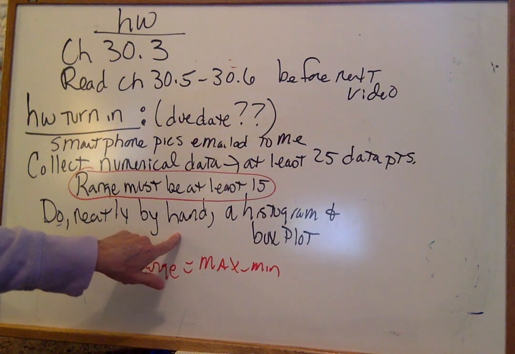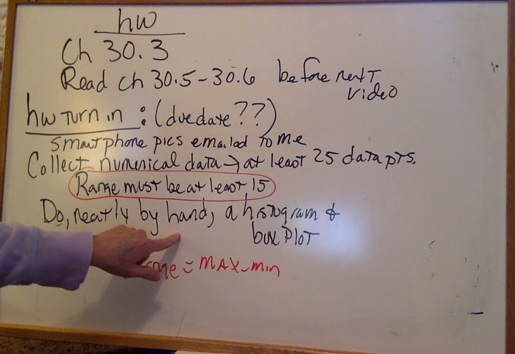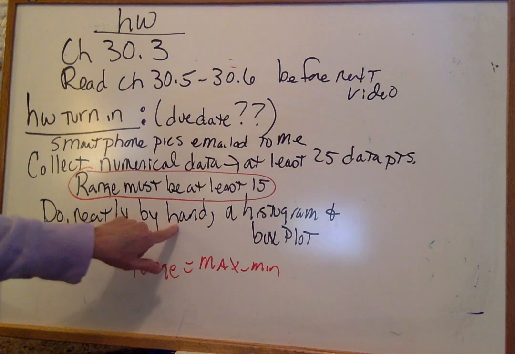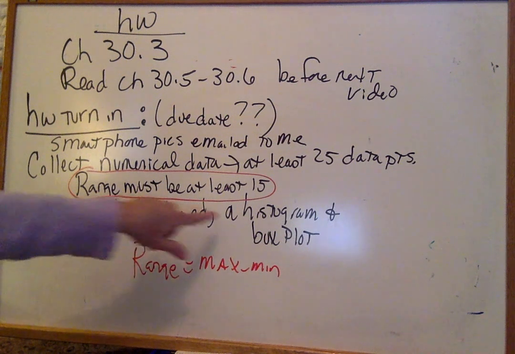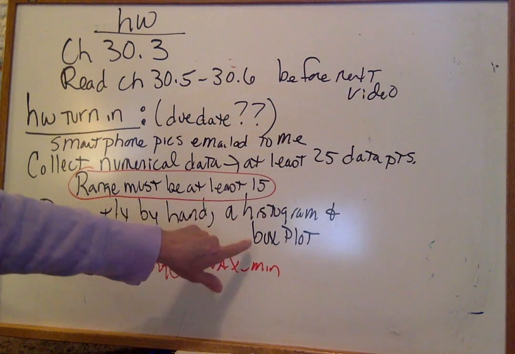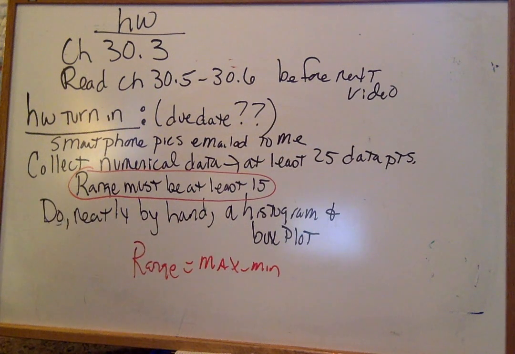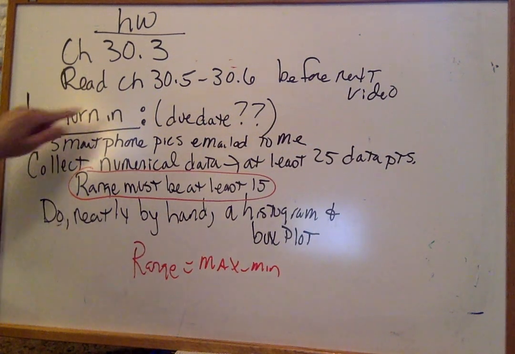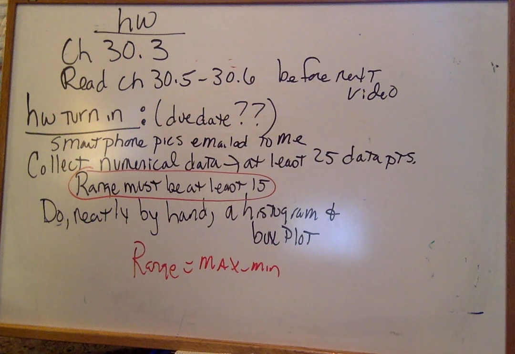This is not an Excel assignment. Excel is very tricky to do correct numerical graphs on, so you're doing these by hand neatly. For this homework, you're just going to do a histogram on that data set and the box plot on the data set. Then you'll take smartphone pictures and you will email them to me. Much better to email me directly than to try to use Canvas.